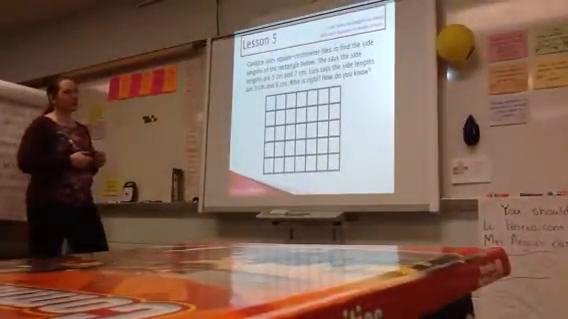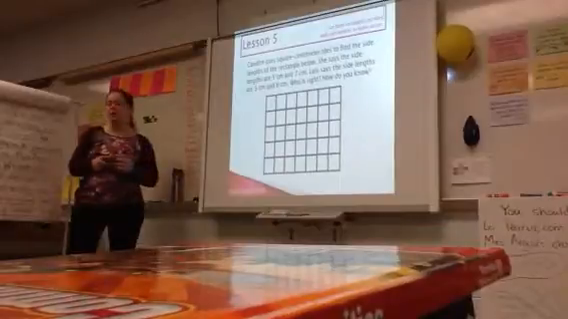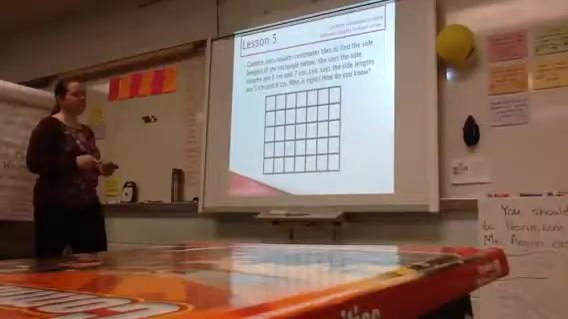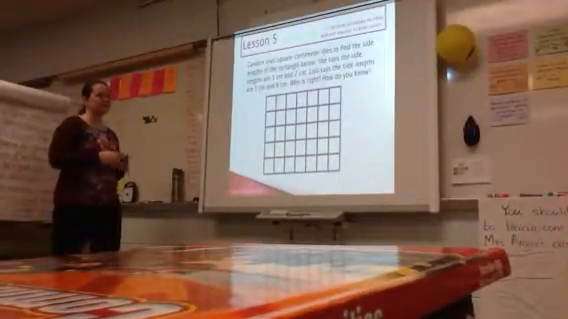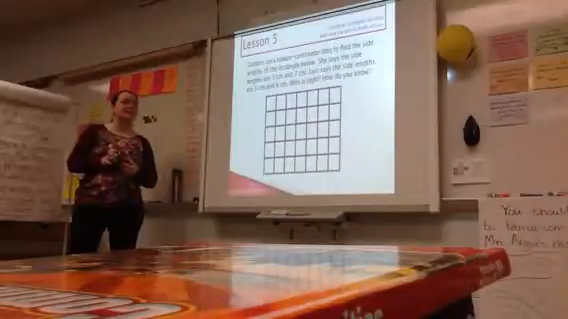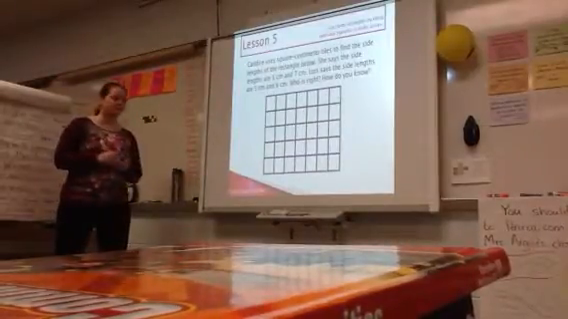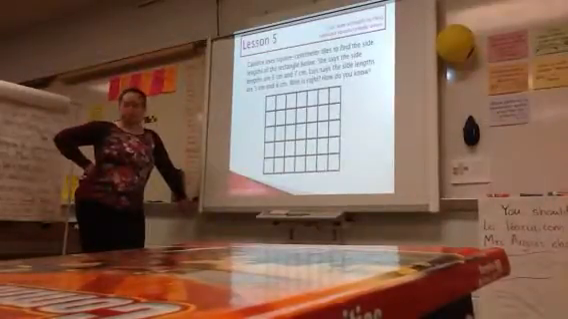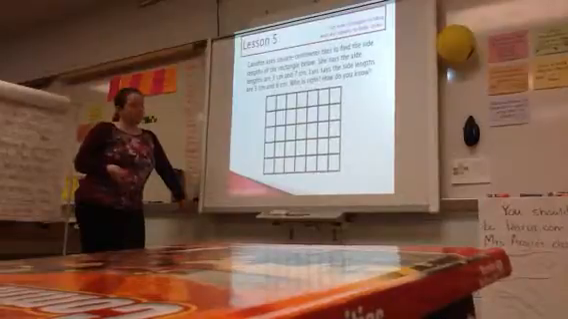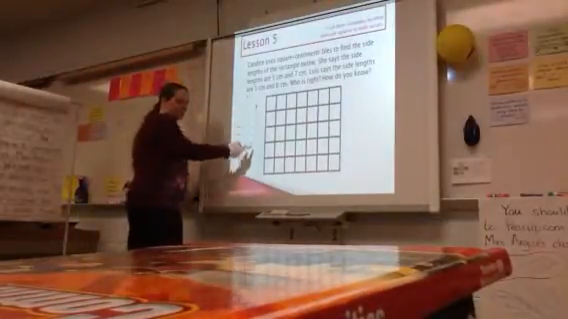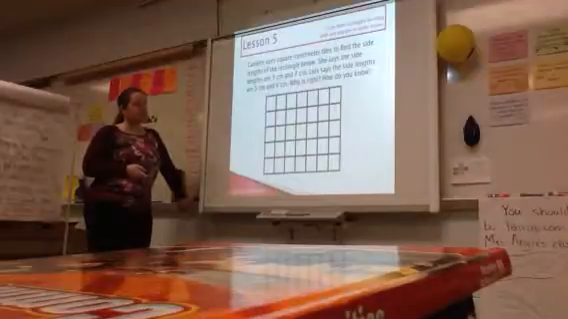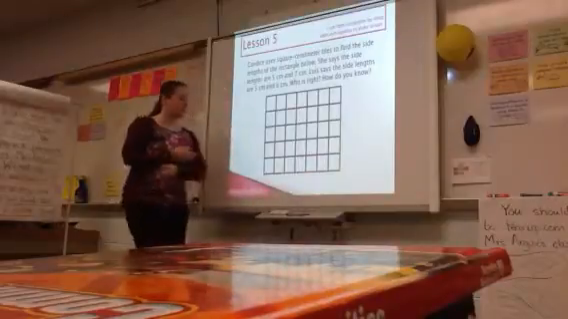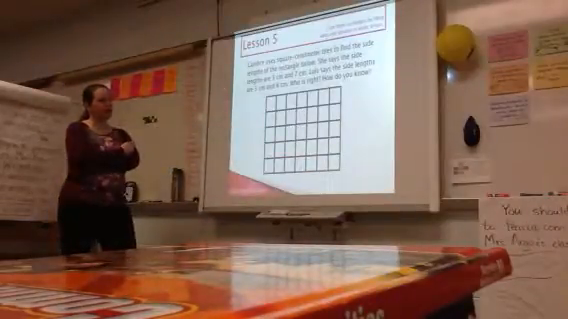Candace used square centimeter tiles to find the side lengths of the rectangle shown below. She says the side lengths are 5 centimeters and 7 centimeters. Louise says the side lengths are 5 centimeters and 6 centimeters. Who is right and how do you know? So what's this side length? 5. They both agree that this side is 5, right? How many centimeters are this side? 7. So who is right?